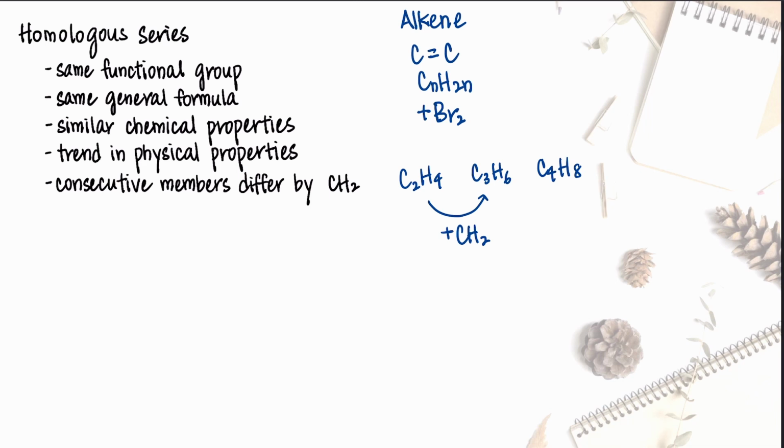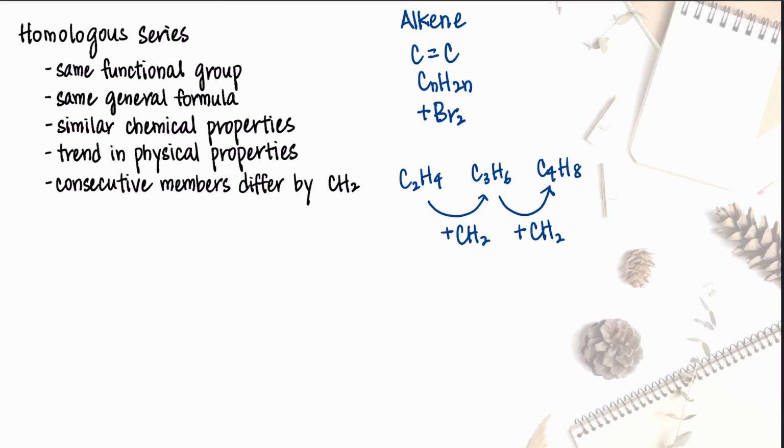And same thing if I wanted to go from C3H6 to C4H8. I have to add 1 extra carbon and 2 extra hydrogens. That is what they mean by consecutive members differ by CH2. A word of warning though, when you give these features, generally speaking, do not use similar physical properties or a trend in chemical properties. You will not get the mark in the exam if you do so.